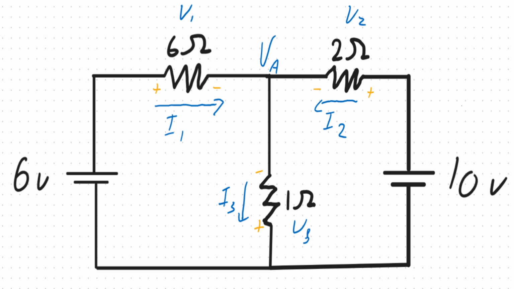So the first thing to do is to assume current direction. It doesn't matter which way you assume. If you get a negative answer, you just know it was the other way. And we've defined the point as VA.